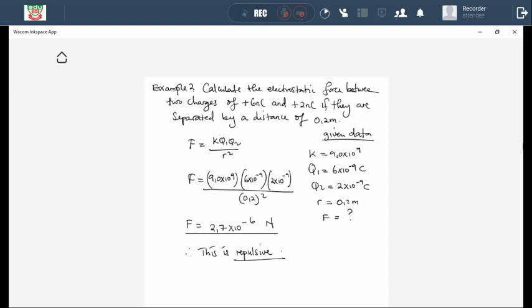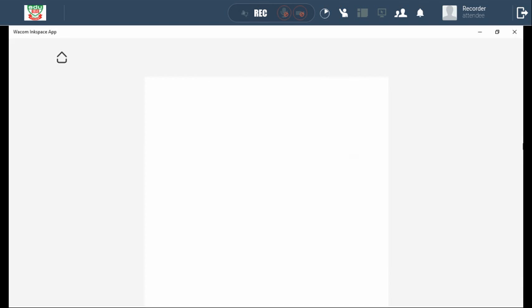Now let's look at our third example, which is the last example on Coulomb's law. Then we'll be looking at three charges, and we determine the net electrostatic force. Suppose we are given the force and the two charges, and we are supposed to determine the distance. How do we do that? All right, so that is going to be our example number 3. So let's write here example 3.